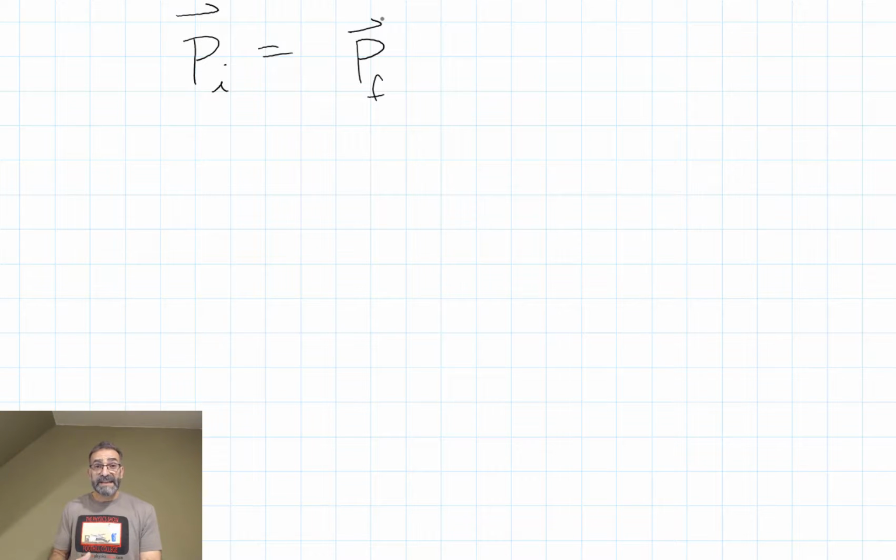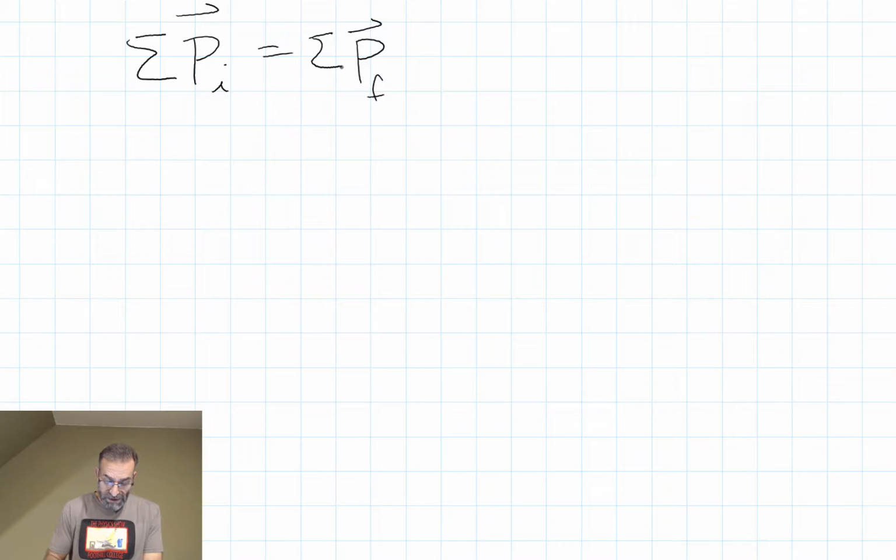Momentum conservation is a vector equation. Initial momentum equals final momentum when the net force on our system is zero. If there are multiple objects in our system, then this is a sum. The sum of all the momentum at the beginning has to equal the vector sum of all the momentum at the end. So we don't have to break up momentum into components.